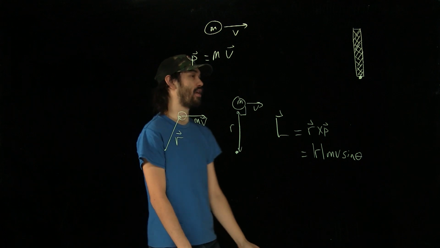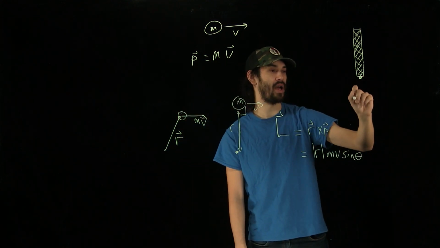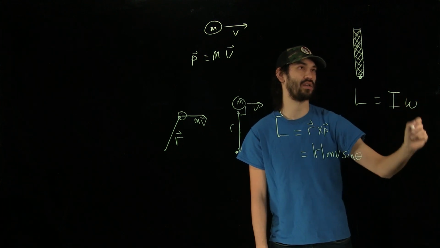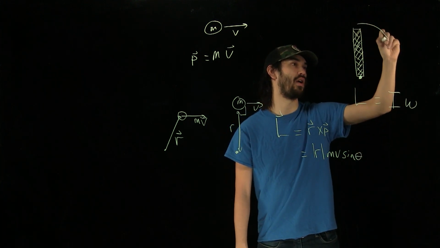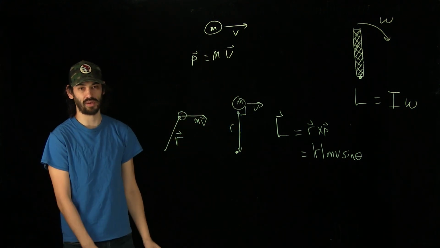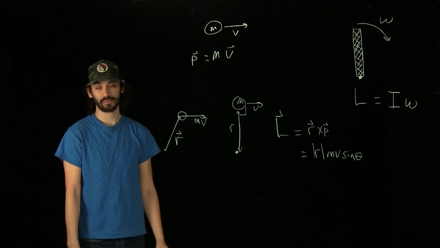And so what you would say here is that the angular momentum L is going to be equal to the moment of inertia times the angular velocity. This is going to rotate around this point with some angular velocity. This is the way that we would describe the angular momentum for this object.